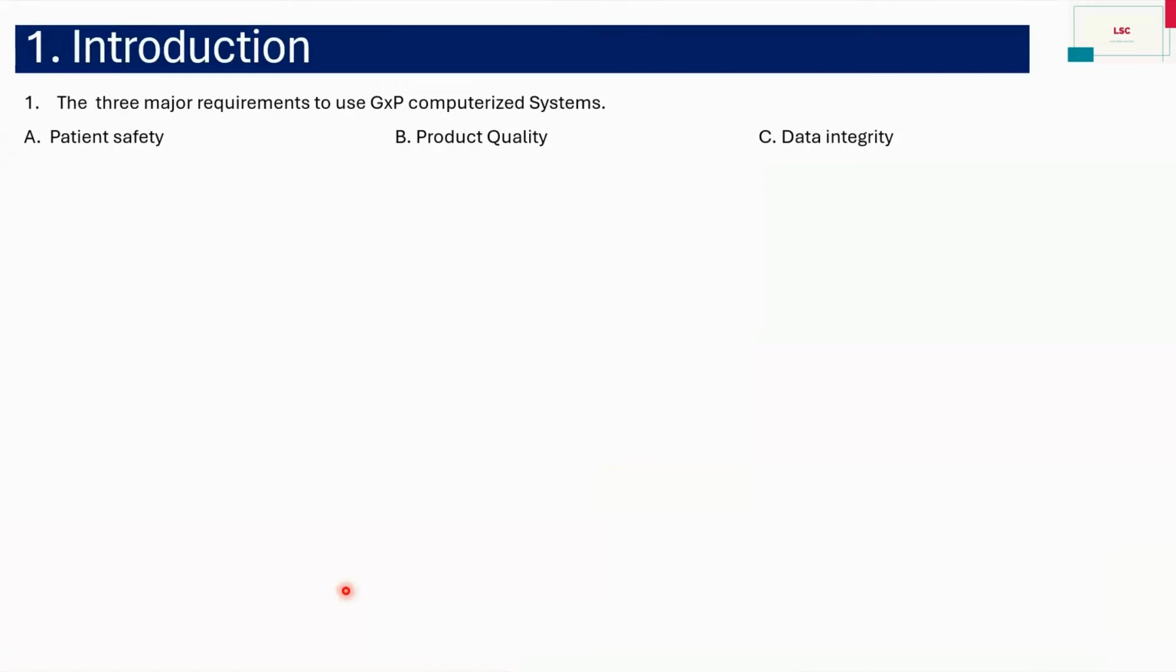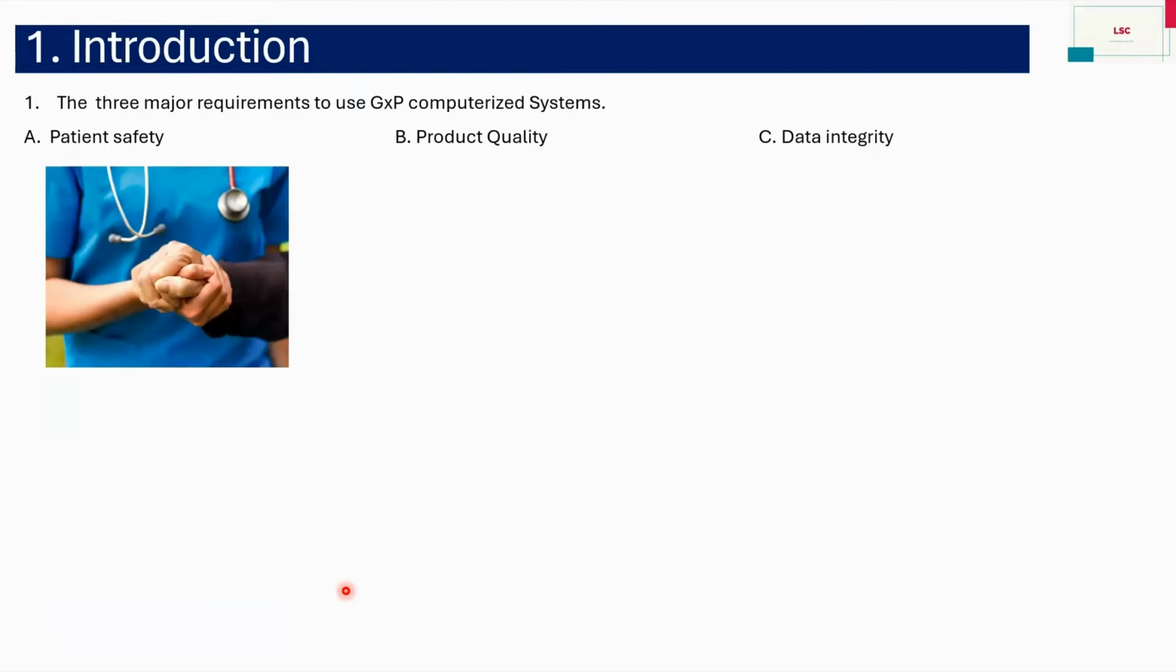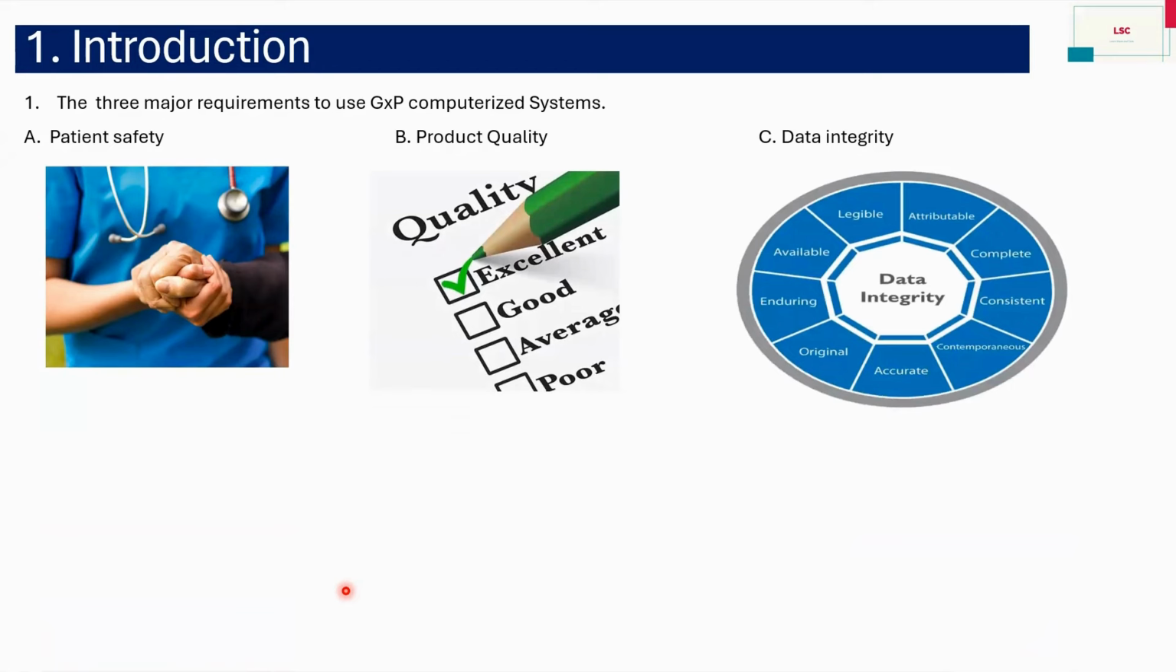Now, there are three major requirements to use a GxP computerized system. We all know very well. First is patient safety, then product quality, and then data integrity. These three are the pillars and actual goals for all of us if we are working in the GxP environment. Yes, patient safety is the overall first goal of all of us. Then product quality. If we have the product with the required quality, definitely we achieve our first goal, patient safety. After that, data integrity. Obviously, every product has some data, and this data is our product, and its integrity is our responsibility. So these three pillars and three goals are our GxP environment requirement.